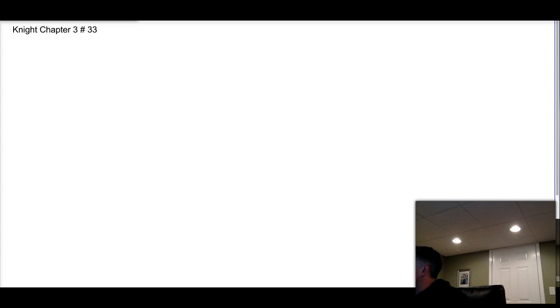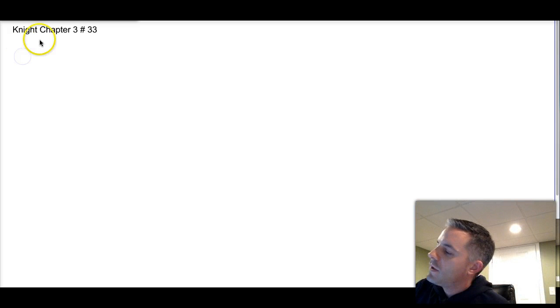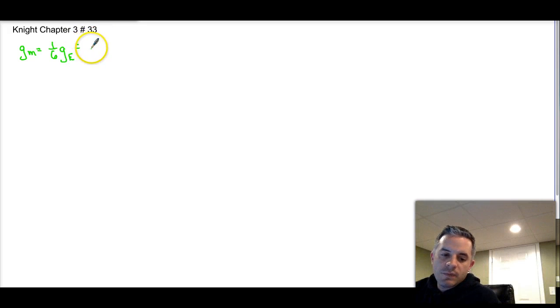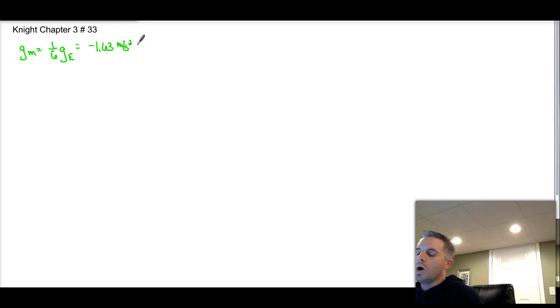So first things first, let's write down what we know. The first thing they tell us is that the gravity on the moon is going to be 1/6 the gravity on Earth. So if we do 1/6 of negative 9.8, we get 1.63 meters per second squared on the moon.